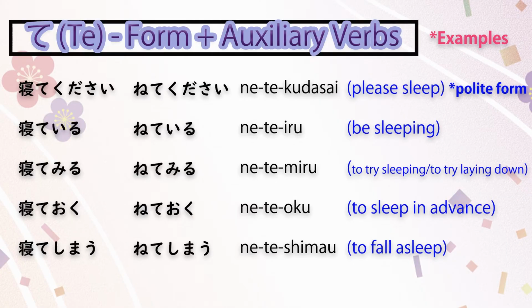て form plus auxiliary verbs. Examples. 寝てください。Please sleep. 寝ている。Be sleeping. 寝てみる。To try sleeping. Or to try laying down. 寝ておく。To sleep in advance. 寝てしまう。To fall asleep.